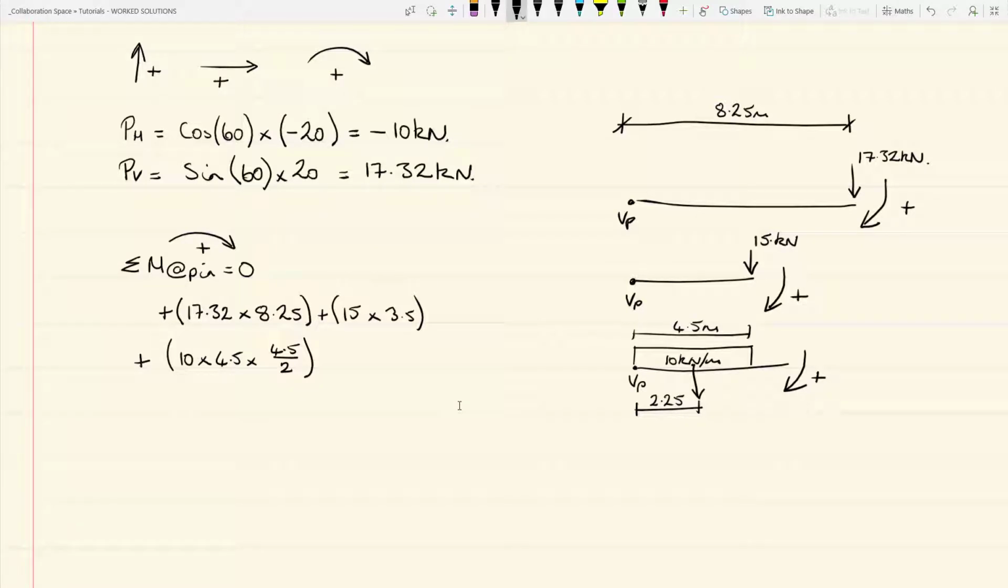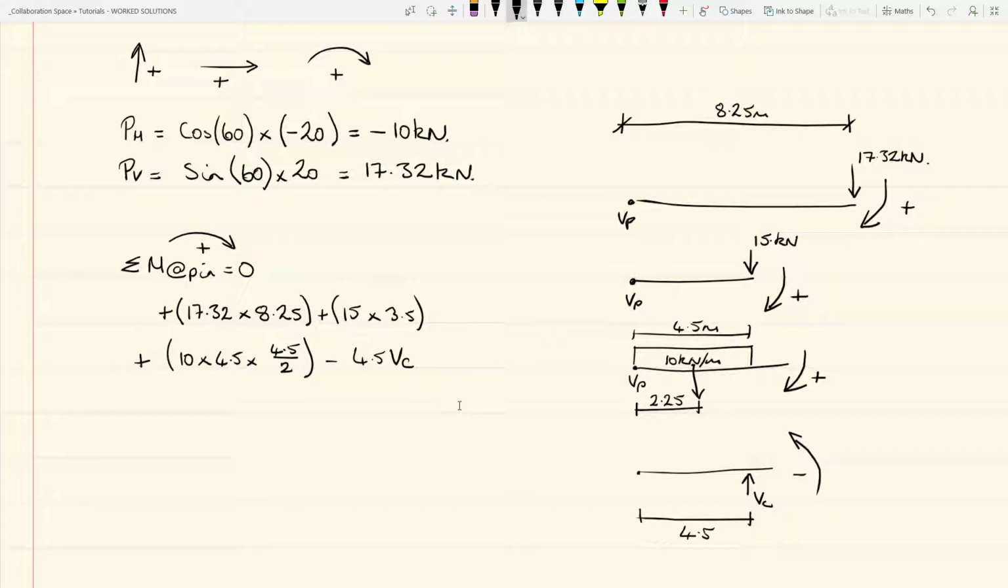The last load acting is the vertical support associated with the roller at C. So we have our beam, we have the vertical reaction, that's VC, and we have a distance, and the distance of VC is 4.5 meters. In this case, this is acting anti-clockwise, so it is trying to turn the beam in an anti-clockwise direction. It is therefore negative. So we can say minus 4.5, that's the lever arm, VC. So minus 4.5 VC.